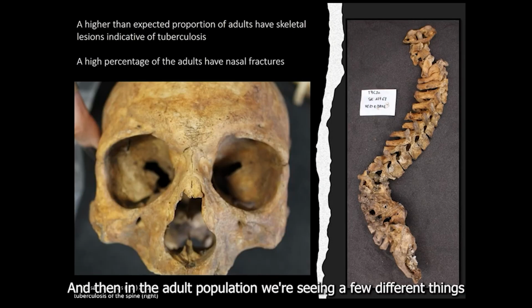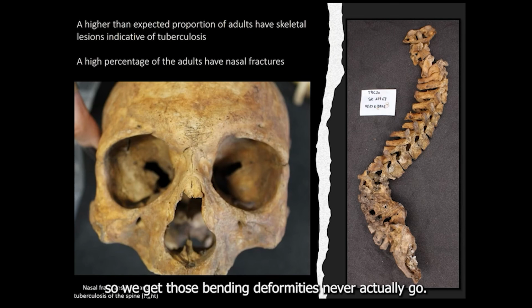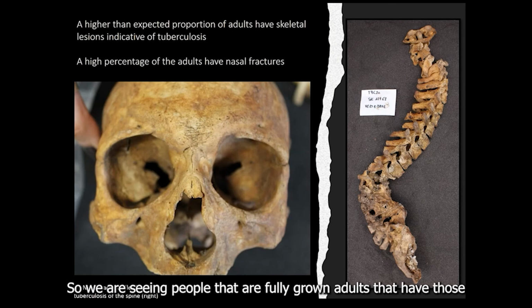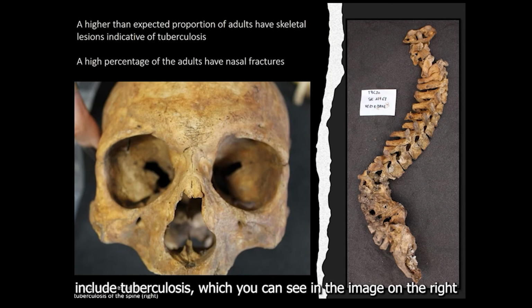And then in the adult population, we're seeing a few different things. We are actually seeing rickets persisting into the adult population, so we get those bending deformities that never actually go. So we are seeing people that are fully grown adults that have those residual bending deformities in their legs as well.